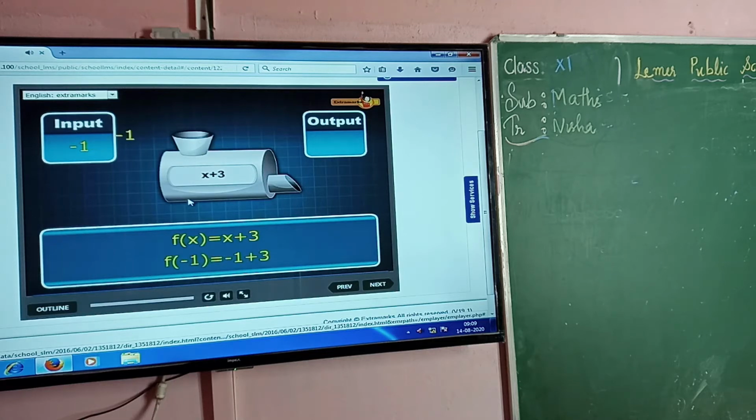For input -1, output is 2. For input 0.5, output is 3.5. For input 4, output is 7. We can write the function as a set of ordered pairs. Here, in the ordered pairs, the first element is the input and the second element is the output of our function machine.